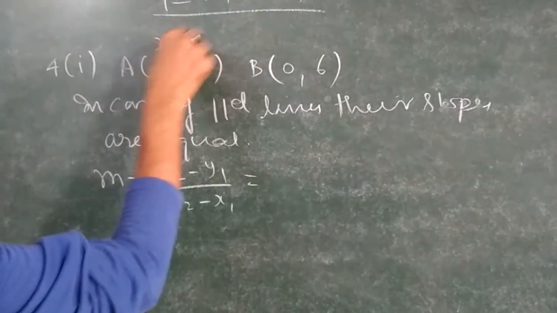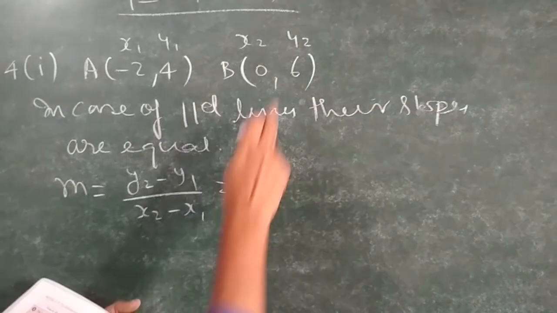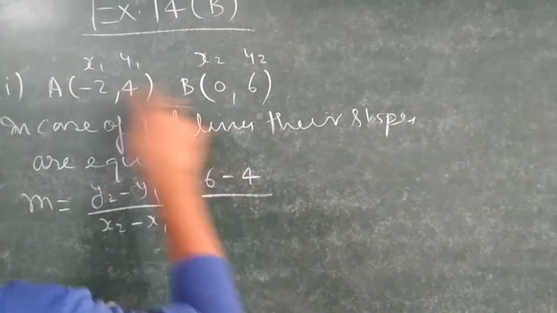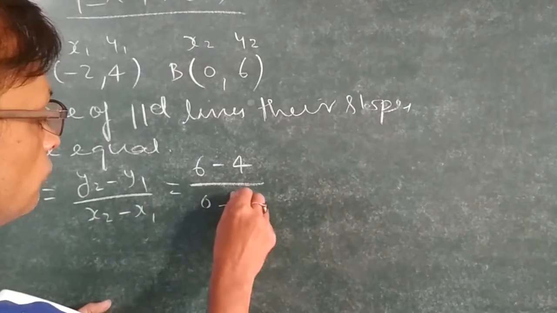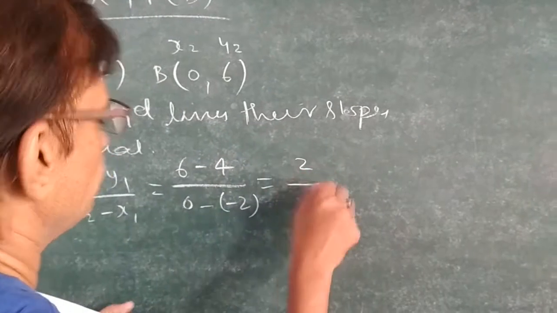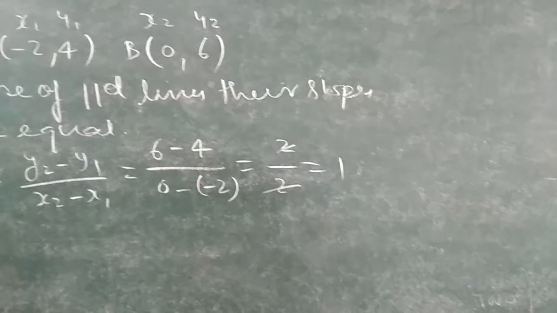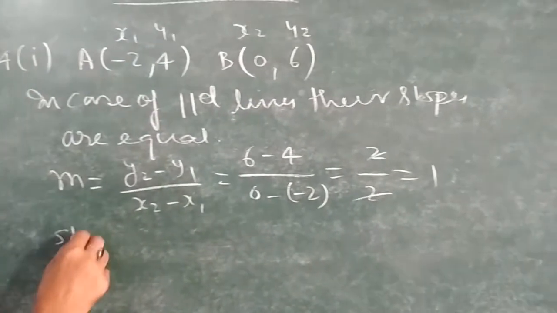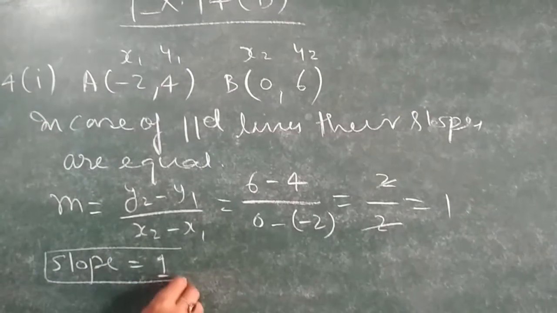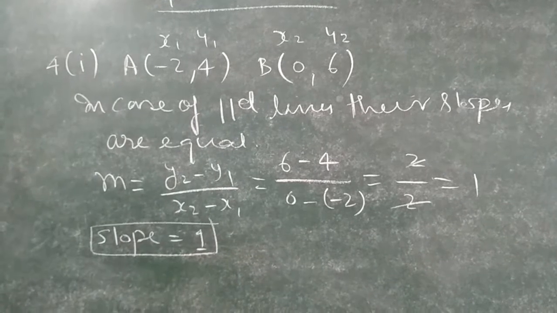Here you write x1, y1, x2, y2. y2 minus y1: 6 minus 4, 0 minus 2. So it is coming 6 minus 4 is 2, 0 minus 1 plus 2. It is equal to 1. So this is your answer. Slope equal to 1. This is your answer. Now, the second part you have to complete yourself.